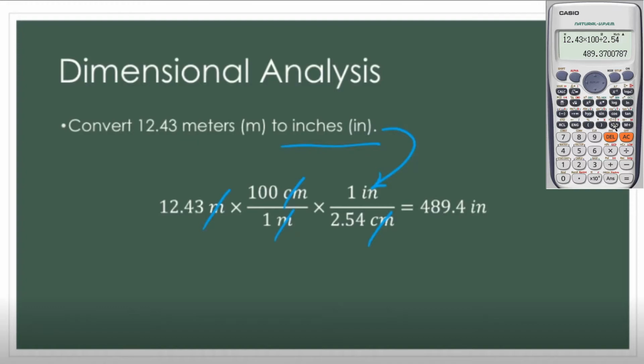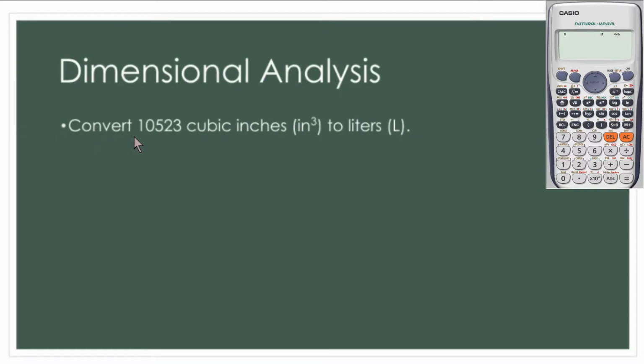Let's take a look at another example. Let us convert 10,523 cubic inches to liters. In the previous example, we were converting between units of length. Now we are converting between units of volume. But one of the units has its origins from length units, that's the cubic inches, and the other unit is a pure volumetric unit, that is liters. Let us see how this is solved.